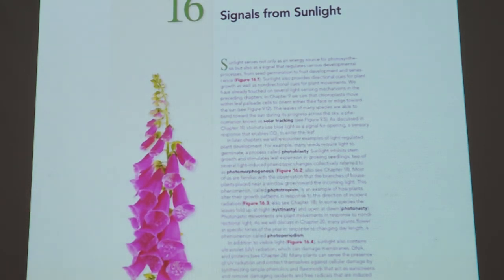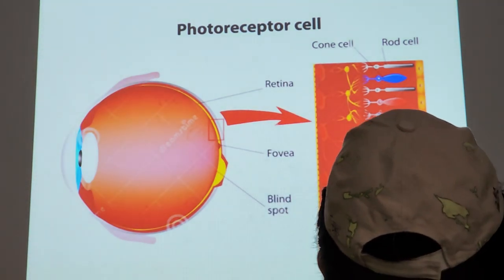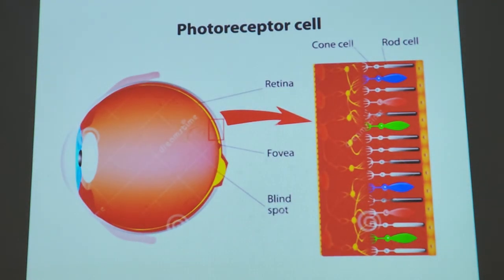What's photoblasty? Seeds that require light to germinate. Okay, not all seeds require light to germinate. You put mung bean in the fridge, can it germinate or not? You still get your tauge, right? What's tauge in English? Sprout, bean sprout. Right, okay.